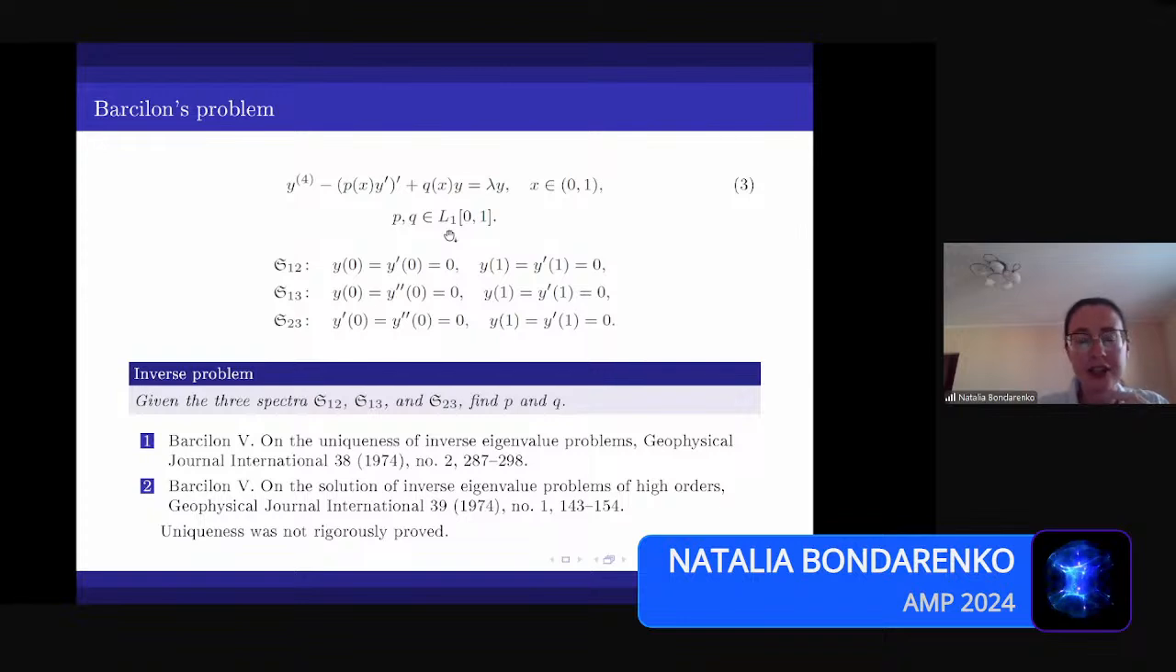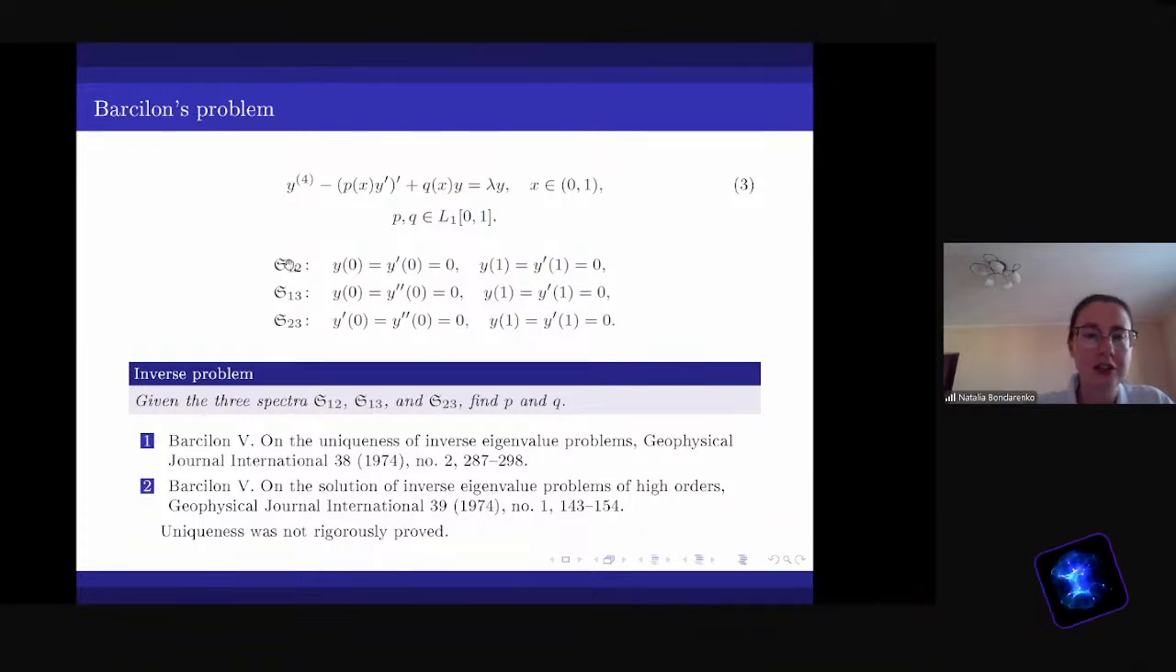And let us consider three spectra, S_12, S_13, and S_23, corresponding to different sets of boundary conditions. You see that at the point 1, all these boundary conditions are the same for all the three spectra. But at 0, they are different. And there are all three possible combinations of three boundary conditions for y, for the derivative, and for the second derivative.